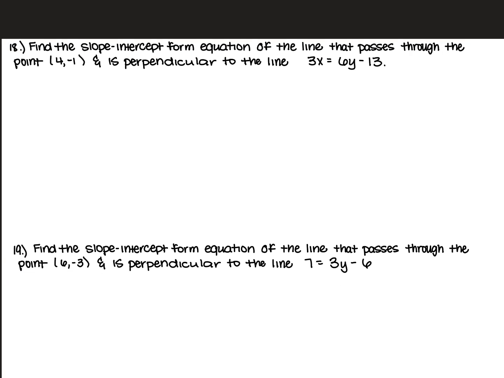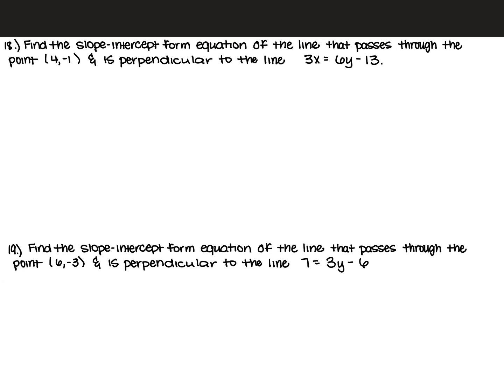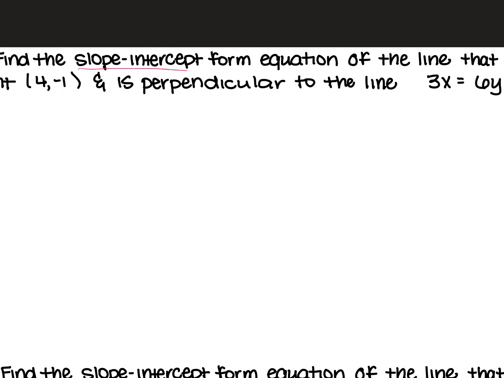We look at our next question. We are finding the slope-intercept form equation of the line that passes through the point 4, -1 and is perpendicular to the line 3x is equal to 6y minus 13. So a couple things that are important. Number 1, our answer has to be in slope-intercept form. Number 2, it's perpendicular, which means opposite and reciprocal for your slope.